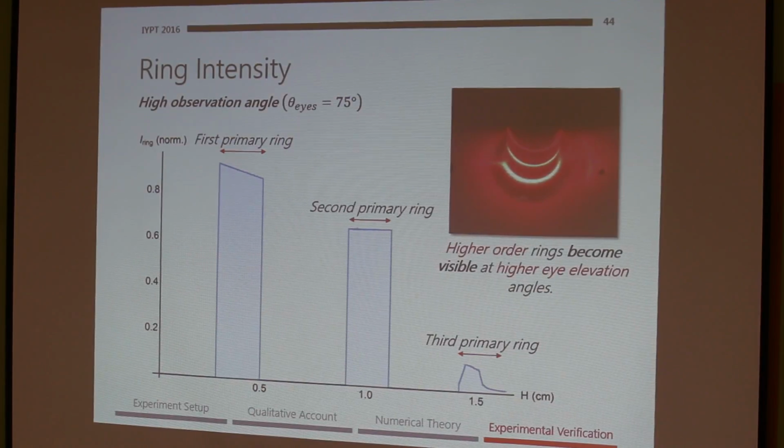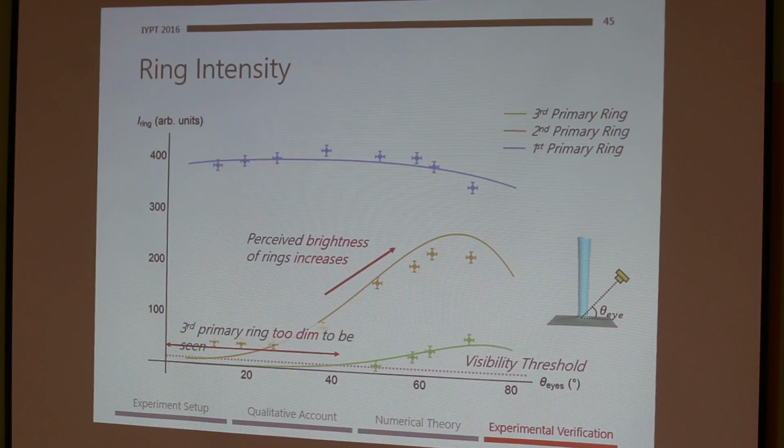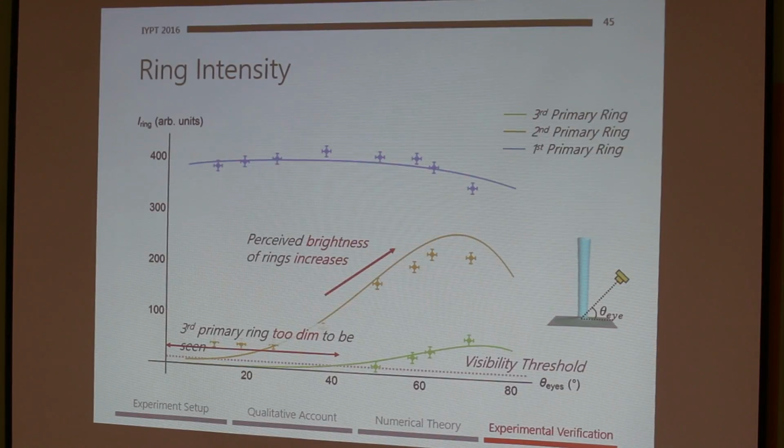However, if we increase the observation angle, the third primary ring increases in intensity and hence it becomes observable during our experimentation. So here is a summarized plot of the effects of the viewing angle against the intensity of the light rings, and we see a decent fit between our theory and experiment. We see that the perceived brightness of the rings increases as we increase the viewing angle. However, we also see that the third primary ring is too dim to be seen for most of the viewing angles because of the visibility threshold, which basically means that we are unable to detect very negligible amounts of intensity.